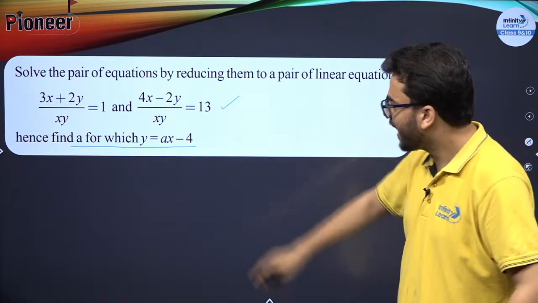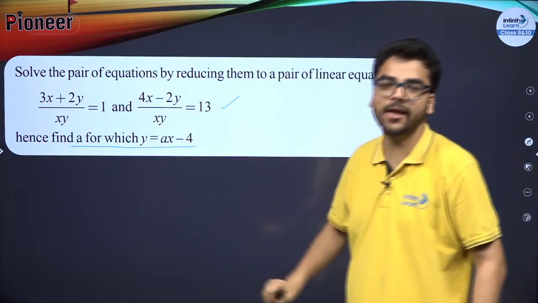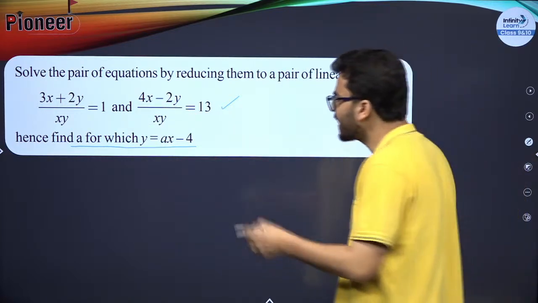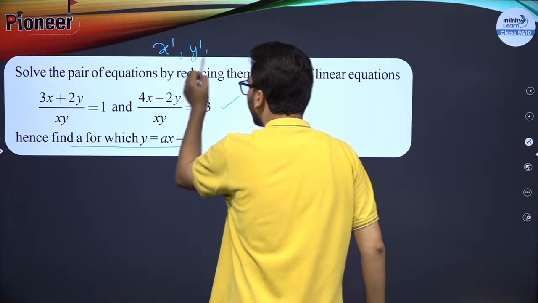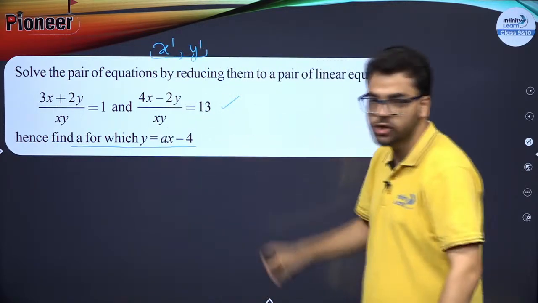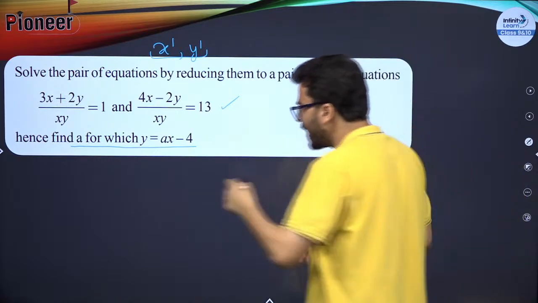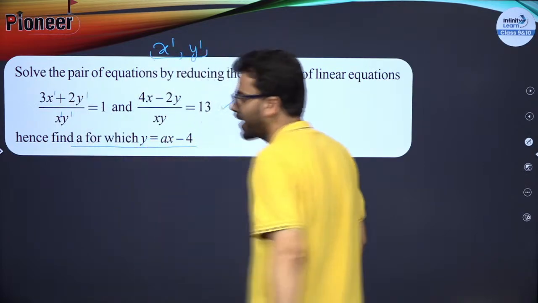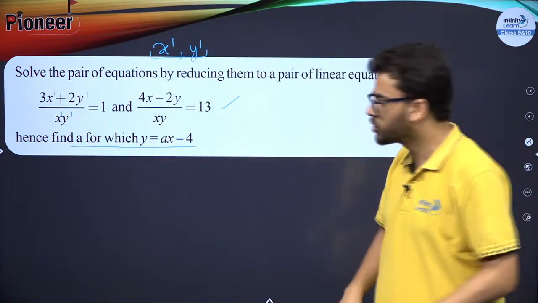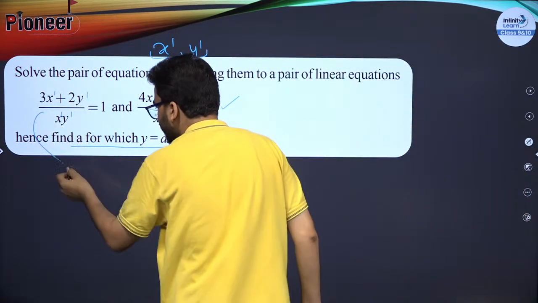So over here, see, again, these are not linear equations. Linear means the exponent of the variable must be 1, whether x or y. So over here, you see the exponent of the variable is not 1. I mean, right now it is 1, but in the overall format, it is not 1, right? You can simplify it.